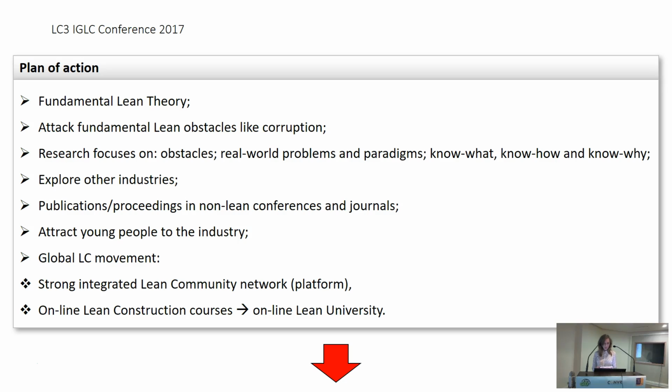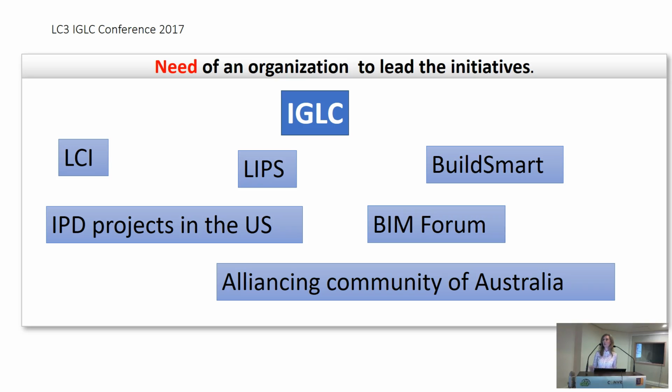We have to increase our presence in proceedings of other non-lean conferences and journals so that the world will know about us more. And of course, really collaborate in order to achieve this global movement by creating an online lean university or this integrated platform. We think that an organizational base should be established to reach those goals, and that IGLC at this point could lead the movement, call other organizations together, and proceed with issues of research and education.